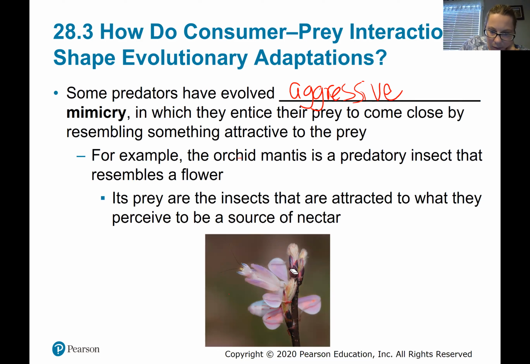Let me erase that here. There's one pair of legs. There's a pair of legs. And then here, you can kind of see they have their legs that fold over, and they actually use those front ones to grab onto prey. Okay, so they look like a flower. And so an unsuspecting insect will come over and want to get some nectar from that flower, and it's actually flying right over to the mouth of the praying mantis, or the orchid mantis. So those are examples of aggressive mimicry where they basically entice the prey to come in to be consumed.